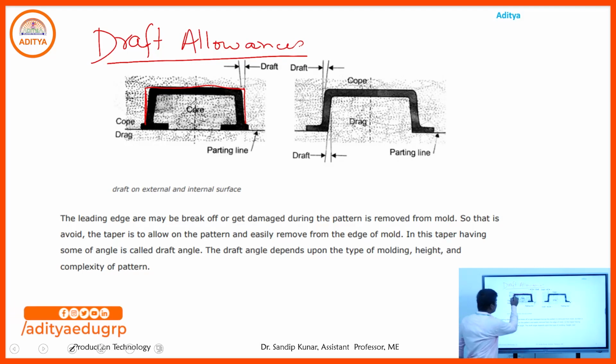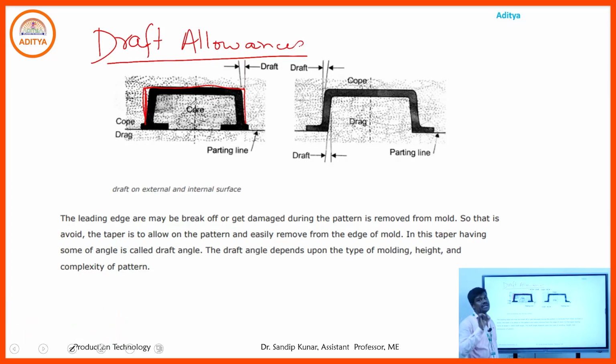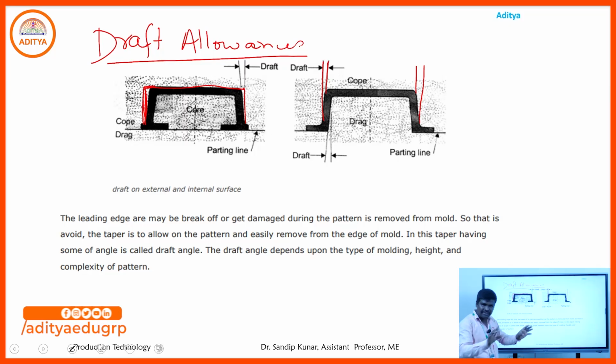Due to sharp corners, the mold cavity shape may be affected. If we provide a taper, or some angle, to that portion, it will not be affected, and the mold cavity shape also does not change. During removal of the pattern, the mold cavity is not affected.